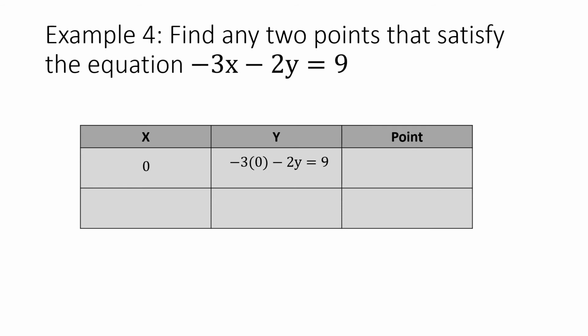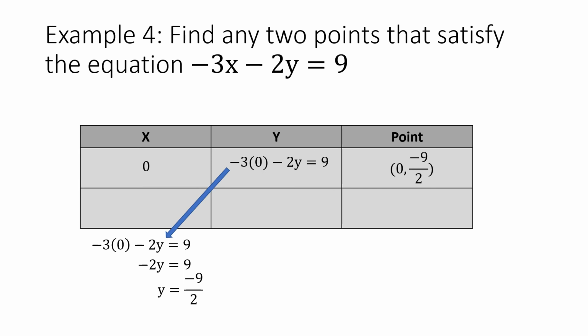And so when I do that, it's actually not as straightforward as the previous example, and so I'm going to have to do some algebra to solve for y this time, and so I'm going to do that outside of my table. Negative 3 times 0 minus 2y equal to 9. Anything times 0 is 0, and so the negative 3 times 0 will go away, and I'm left with negative 2y equal to 9. So then to solve this, I have to divide by negative 2 on both sides, and I'm left with the y value to be negative 9 over 2. And so for my point, my first point will be 0 comma negative 9 over 2 inside parentheses.